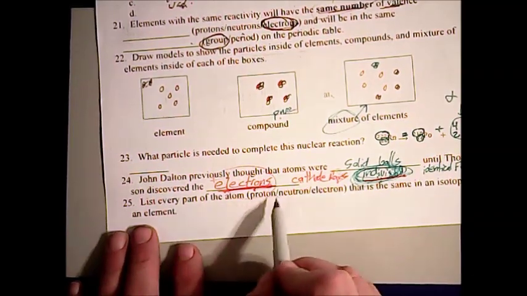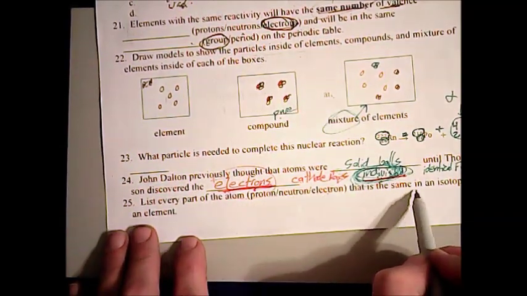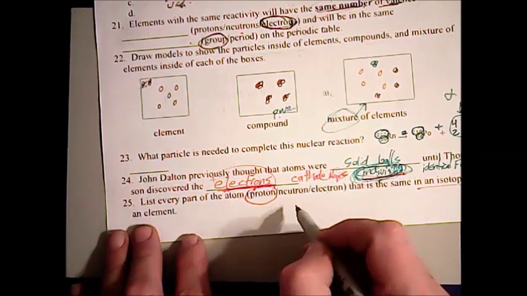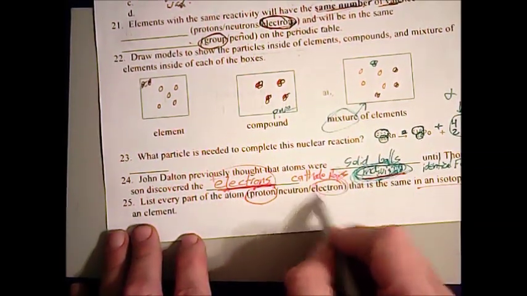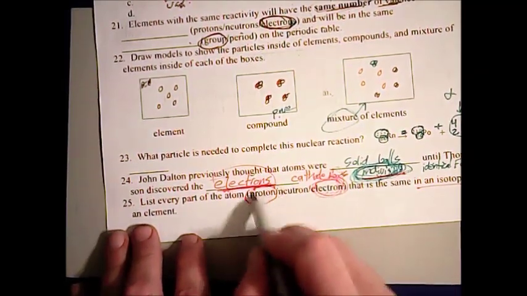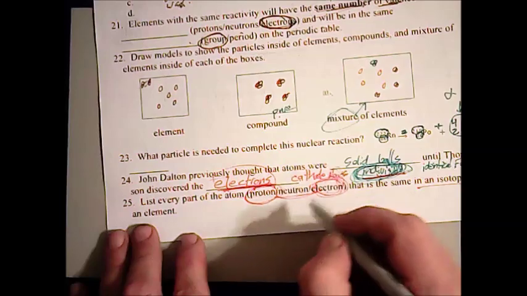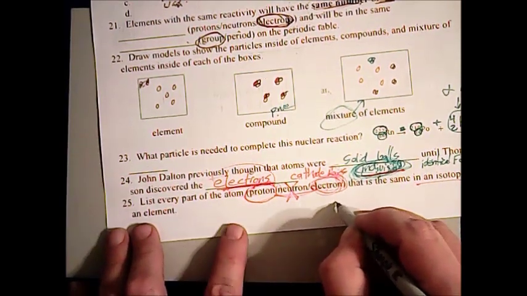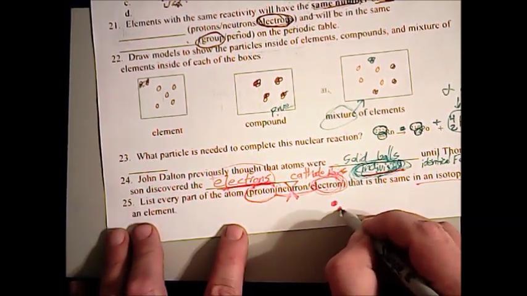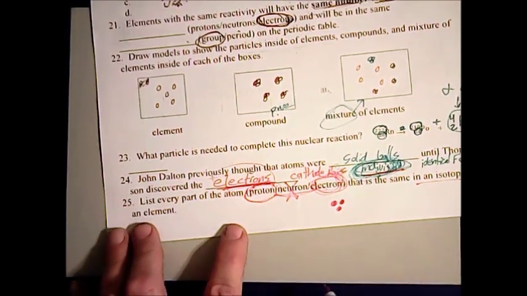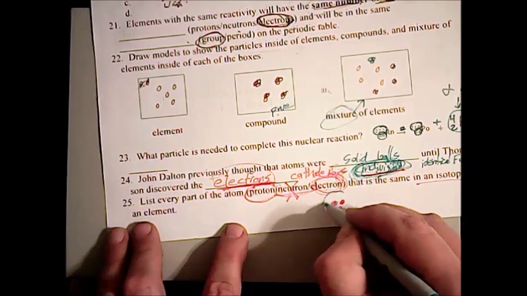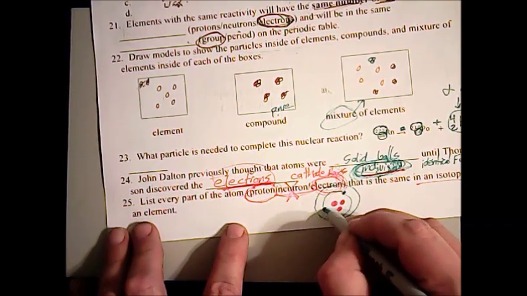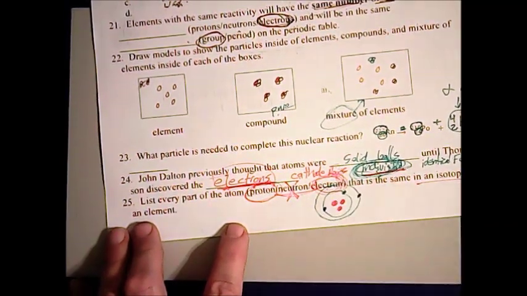25. List every part of the atom, protons, neutrons, and electrons, that is the same in an isotope of an element. The only answer to that is protons. You could also say electrons if you wanted to, because electrons and protons tend to go together in a neutral atom. But the big thing that's not the same is neutrons. We can go back to our lithium atom. Remember our lithium atom, we had three protons, and around the outside we also had three electrons, one, two, and then a third one in another energy level.